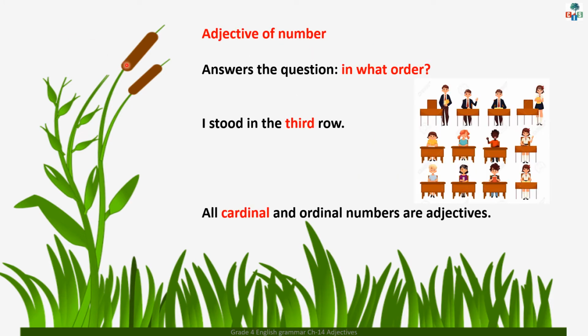Adjective of number also answers the question in what order. For example, I stood in the third row. So the word third shows an order. So the word third is also an adjective of number. All cardinal and ordinal numbers are adjectives. Cardinal numbers means children, 1, 2, 3, 4 and so on. And ordinal numbers means first, second, third, fourth, fifth. Ordinal numbers are those numbers which show the position or order of things.